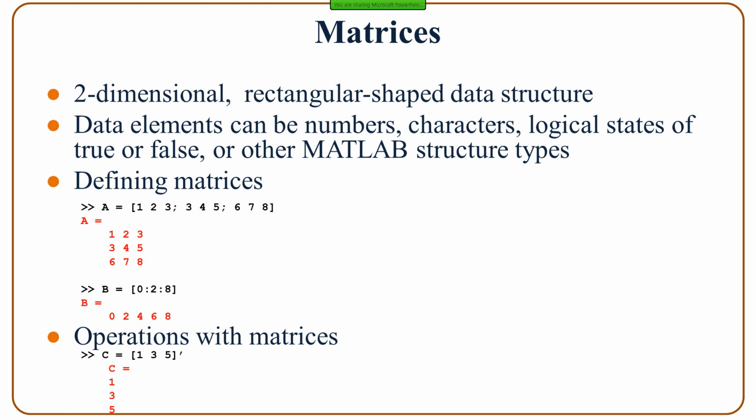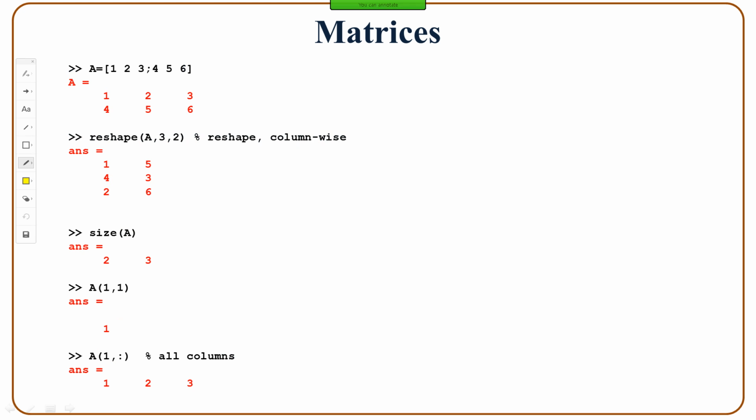In the next example, given a matrix A, this is a 2 by 3 matrix, and if you want to reshape this matrix into a 3 by 2 matrix, then you can use the reshape function, and you say reshape A and give it the number of rows and the number of columns that you want.